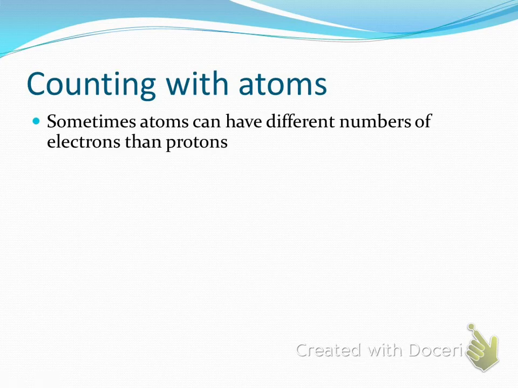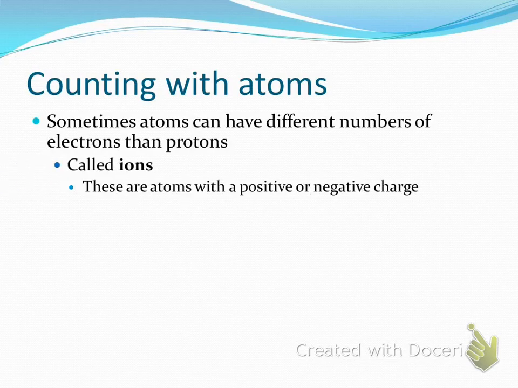Okay, now what happens if we have different numbers of electrons than protons? We have what? Ions. We have something called an ion. Very good. Okay, an ion is any charged particle. Okay, these are atoms with a positive or a negative charge. So if we have an uneven proton to electron relationship, we have what we would consider an ion. Okay, anytime it's charged, we call it an ion.